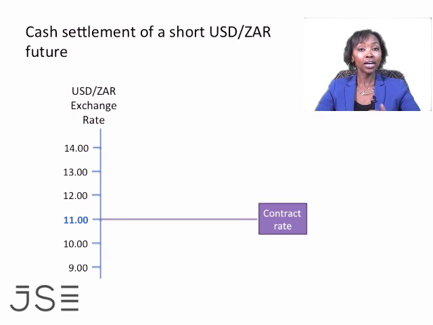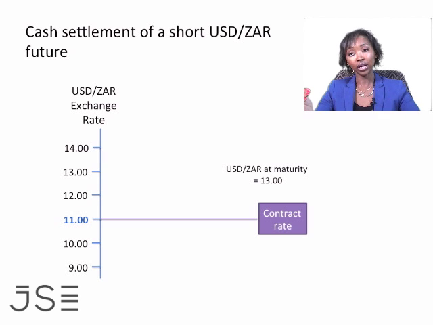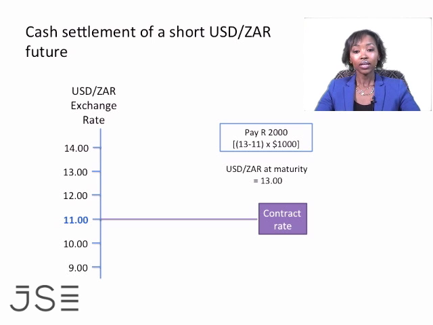So if we look at another situation where you are short dollars, which means you have sold, what are the implications? If we look at, again, a contract rate of 11, if at maturity, dollar-rand is trading at 13, which means instead of being able to sell at 13, you have to sell at 11. It means the market has moved against you because you're selling at a lower price than where the market is. The difference between 11 and 13 is 2 rands per contract times 1,000. So that's 2,000 rands per contract that you've got to pay in.